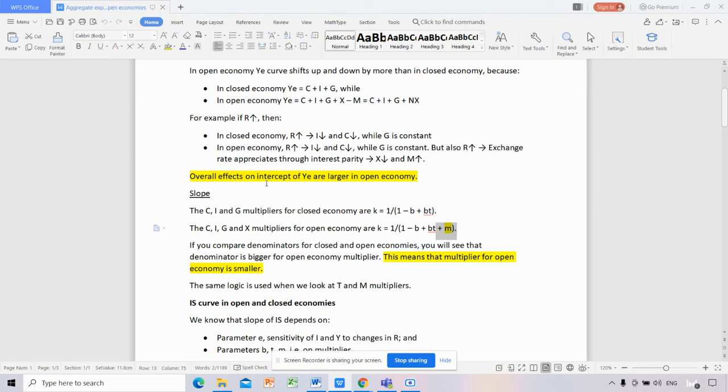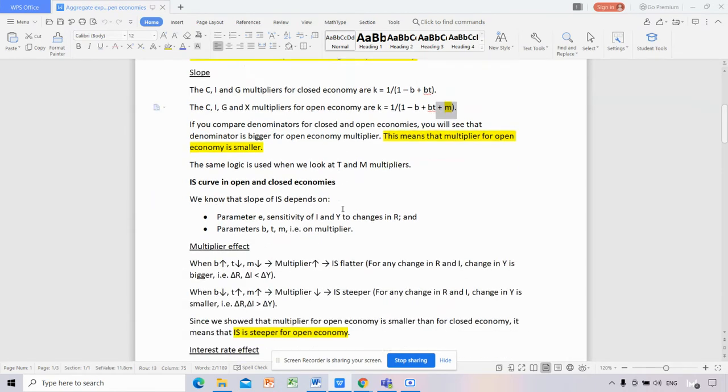Okay, overall, intercept effects are larger in the open economy, but multiplier effects and slopes are smaller in the open economy than in the closed economy. Then, the IS curve in open and in closed economy. We know that the slope of IS depends on the sensitivity of investment to changes in interest rate, parameter E, and also depends on parameters B, T, and M. So let's look at this B, T, and M.